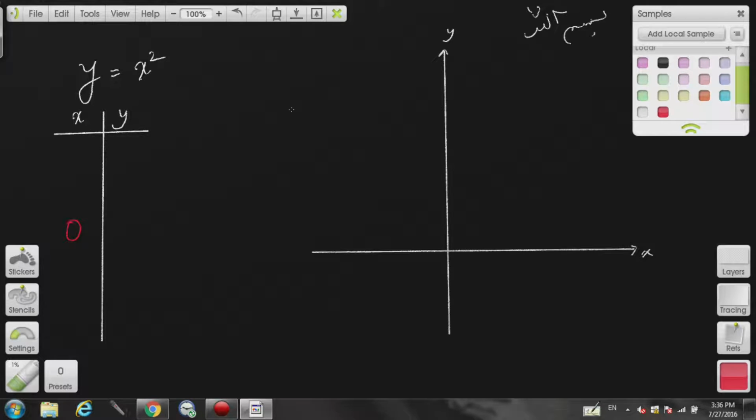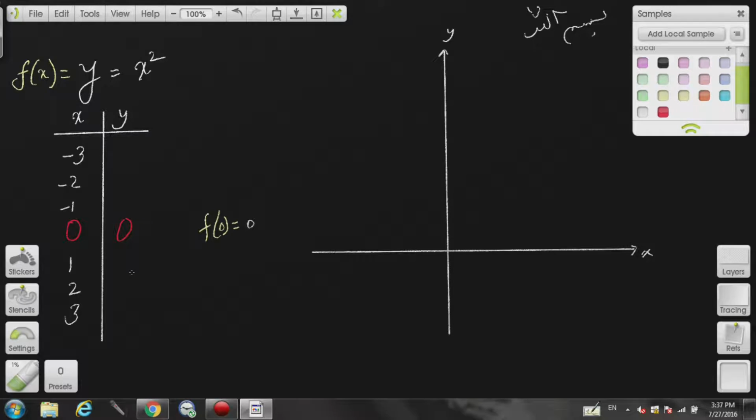So, when x is 0, and if you allow me, I'm going to say f of x0 because this makes life so much easier. So f of 0 is what? When you plug in 0 for x, 0 squared is 0. No surprise there. So f of 0 is 0. So let's do 1, 2, 3, minus 1, minus 2, minus 3.